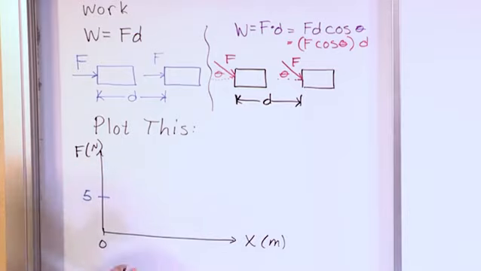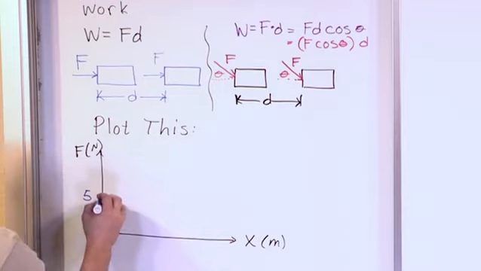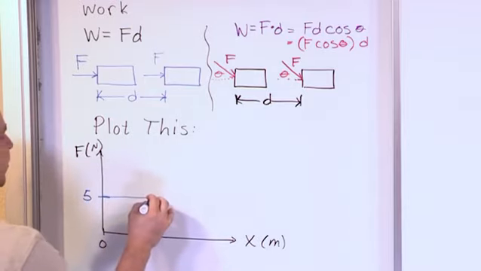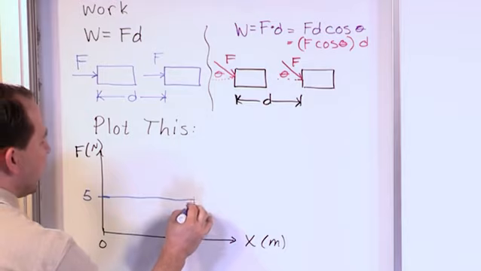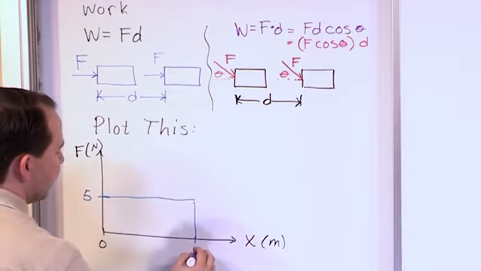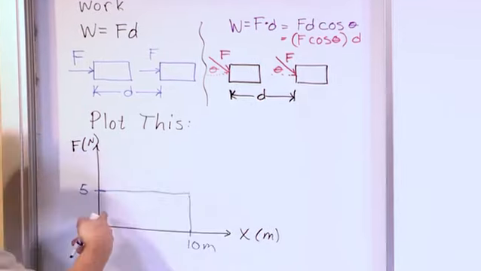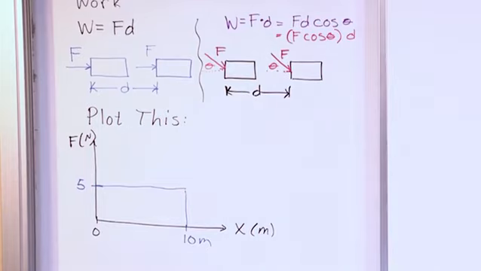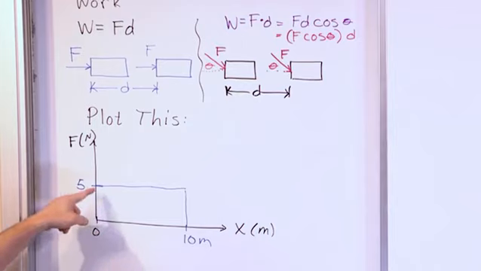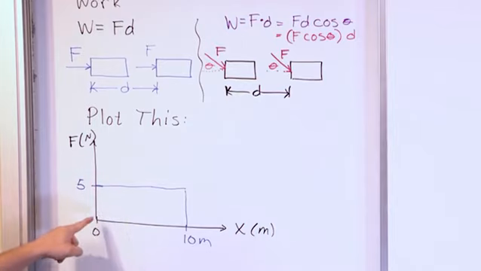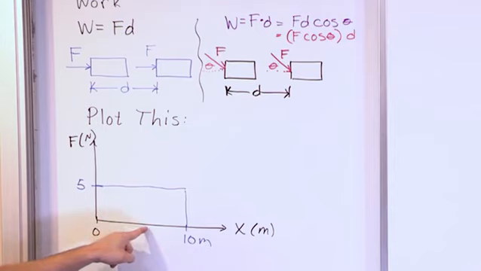If I have a block here and I start pushing it with 5 newtons, then I push, the block moves. Let's say I go ahead and stop it here at, let's say, 10 meters. This is what a force distance graph would look like. All it says is that I start with the block at 0, and I push it with a constant force. And as I push it, of course, the block moves. So I'm moving this direction, and eventually I stop it at 10 meters.